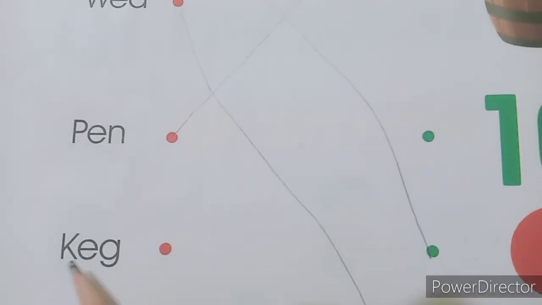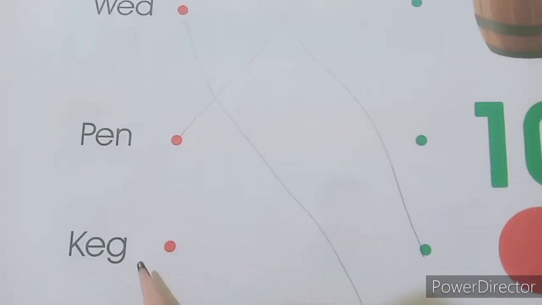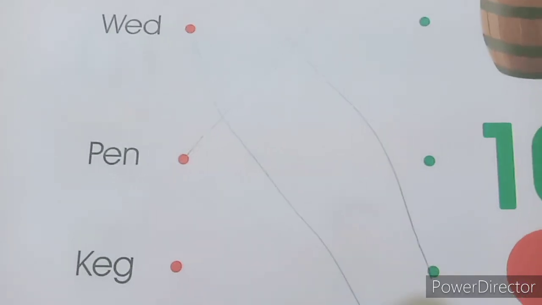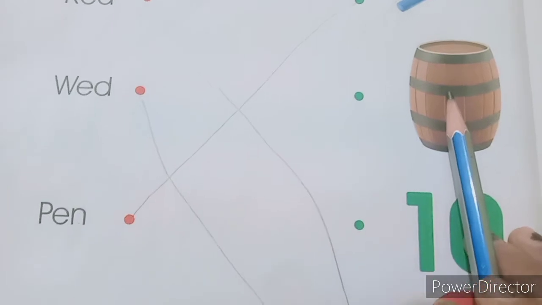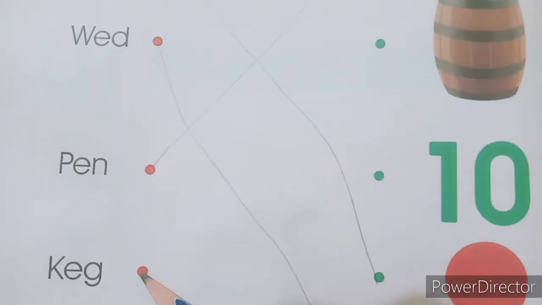Which is the next word? That is K-E-G, keg. Keg means पानी वाला ड्रम, we call it keg. Okay, so where is the picture of keg? Here it is. So you have to match with the picture.